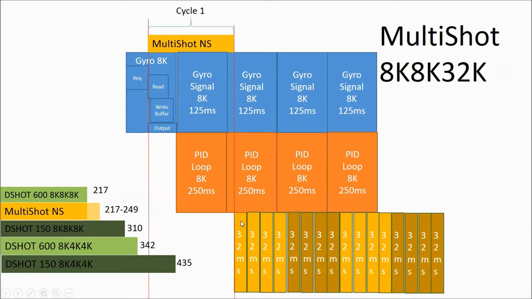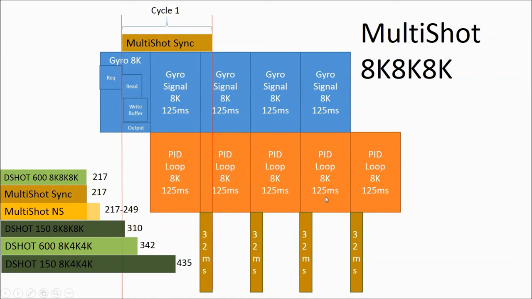And what I've done here is I've colored these a little bit differently so you can see same value, same value, same value, same value, updated value, right? Next PID cycle, different value, and so on. So multi-shot synced will run at the same speed as DSHOT 600 on 8K, 8K, or multi-shot.